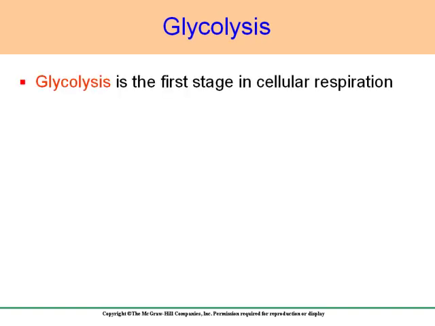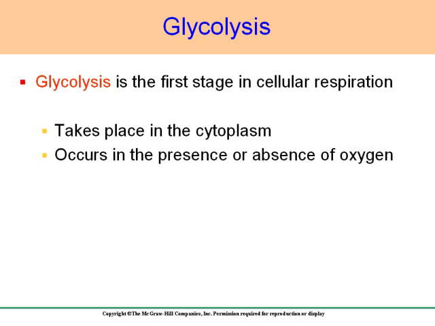Let's go through each one of these stages in more detail. And we'll first start off by talking about glycolysis. Glycolysis, again, is the very first stage in cellular respiration. Again, it takes place in the cytoplasm, and it occurs in the presence or the absence of oxygen.